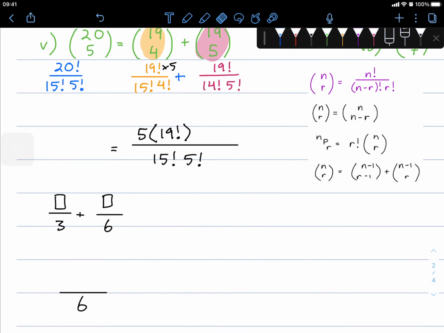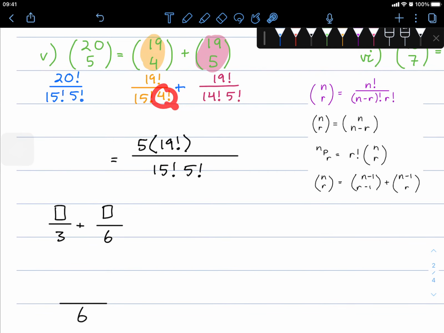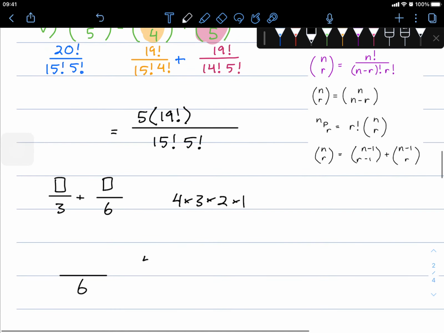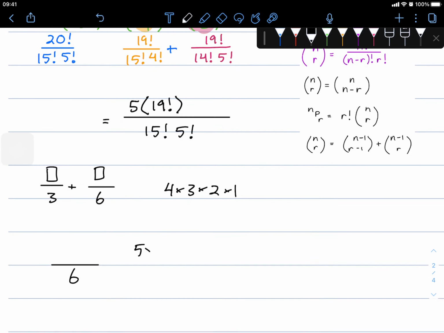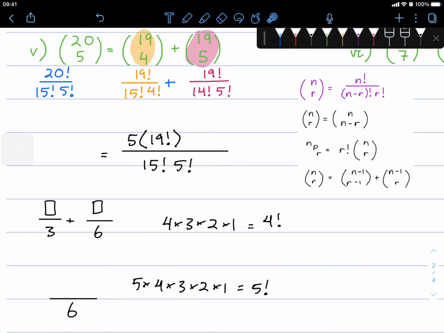Okay? If you have any questions, you can ask me in class, but hopefully you can see that 4 factorial to become 5 factorial was just multiplied by 5. In case you don't see that, 4 factorial is 4 times 3 times 2 times 1. 5 factorial is 5 times 4 times 3 times 2 times 1. For 4 factorial to become 5 factorial, we just needed to multiply it by 5. Hence, we multiplied the top by 5 as well.